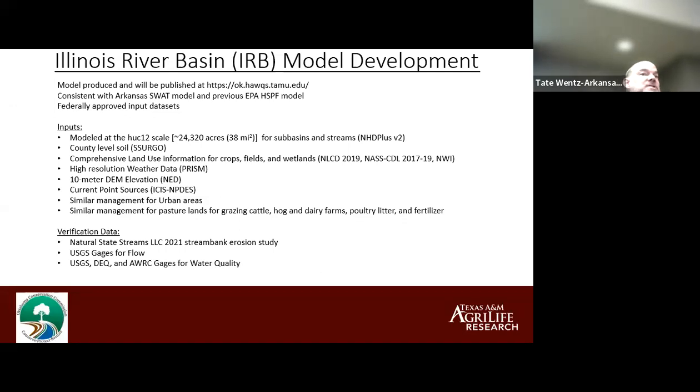Our model uses the HUC-12s themselves as subbasins. So the Arkansas model used the internal hydrologic processing to develop their own subbasins. So theirs are a little smaller. They had something 50 something for the Arkansas side. We have, I think, what does it say? 48, I think, HUC-12 subbasins for the entire Oklahoma and Arkansas side.